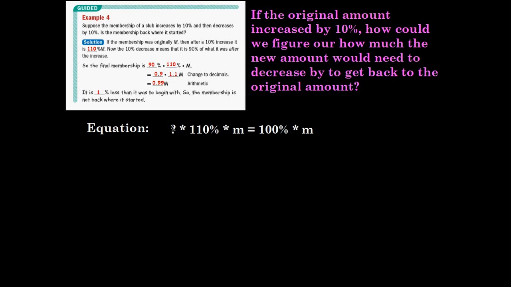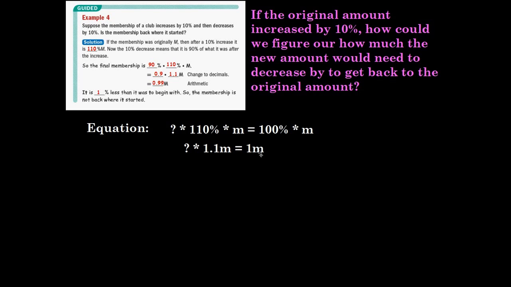The idea here is that we had 110% of M, and we want to figure out what to multiply it by. I chose a question mark simply because we're not really used to solving equations with more than one variable yet. And then I want some unknown amount times this 110% M to get us back to 100% M, the original amount.